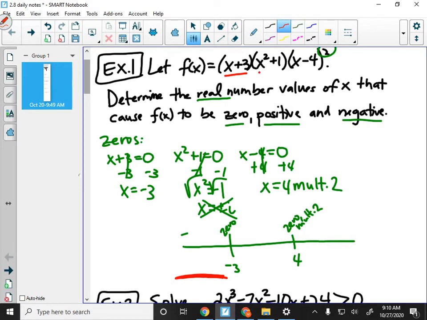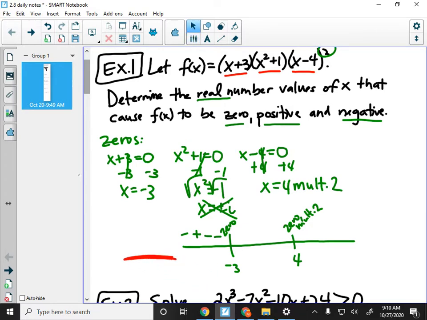Then I'm going to put a negative 4 in this piece. Negative 4 squared would be positive 16. 16 plus 1 is positive 17. So in that second piece, I get a positive, so I put a plus sign. And then finally, I'm going to put negative 4 in this last piece. Negative 4 minus 4 would be negative 8. But remember, I have two of them. So I'm going to just write that I've got those two signs.